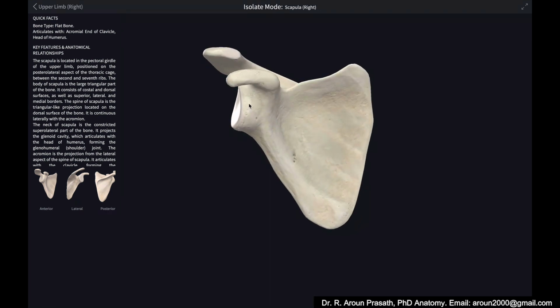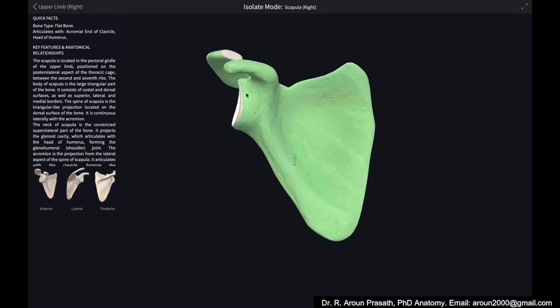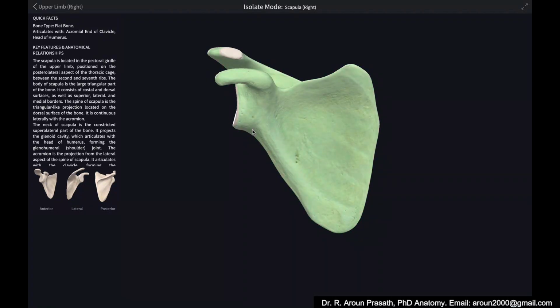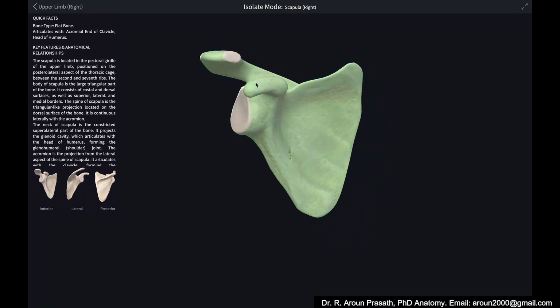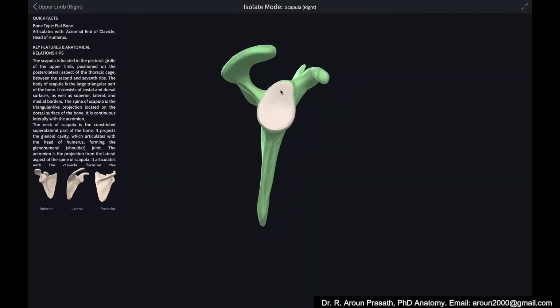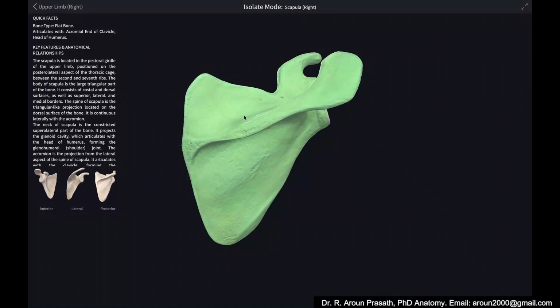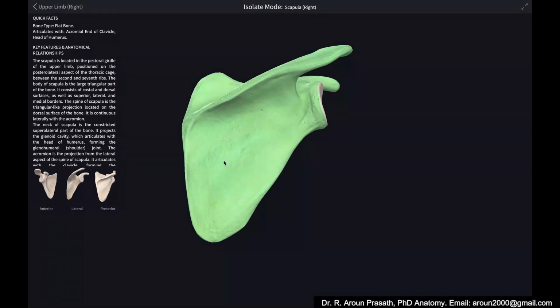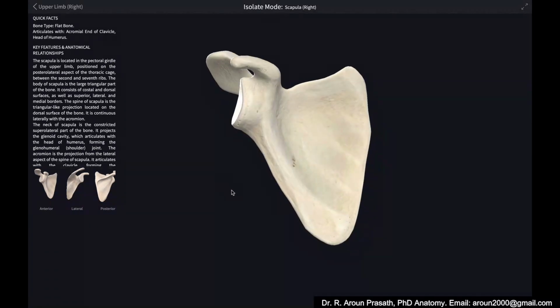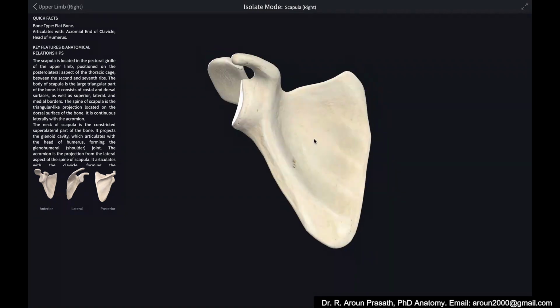Okay, so these are some of the parts of the scapula. Let me review again: the coracoid process, the acromion process, the glenoid fossa, the glenoid labrum, the subscapularis fossa, supraspinatus fossa, infraspinatus fossa. So these are some of the fossa parts of the scapula.